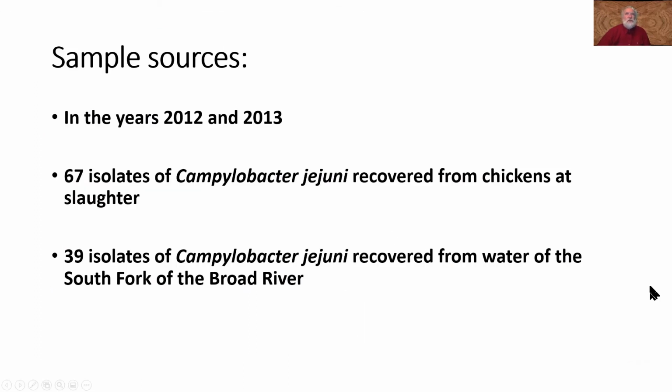In the years 2012 and 2013, we visited the slaughter plant weekly. Each time we visited, one chicken was taken. On a Monday, we would visit and recover one chicken for isolation of Campylobacter, and on Tuesday, that would be repeated. Over the course of these 2 years, we got 67 isolates of Campylobacter jejuni. At almost the same time, we were doing recoveries from the South Fork of the Broad River, and in that time, we got 39 isolates of Campylobacter jejuni from the river.